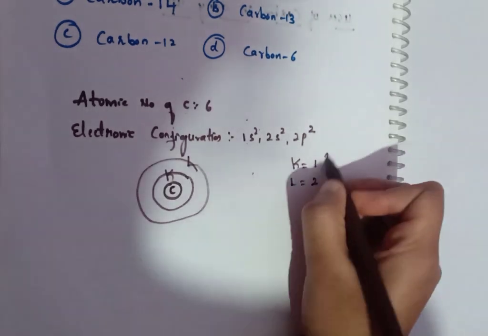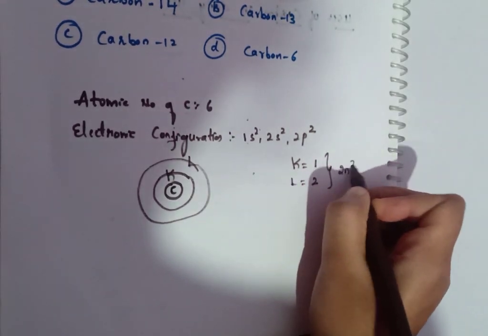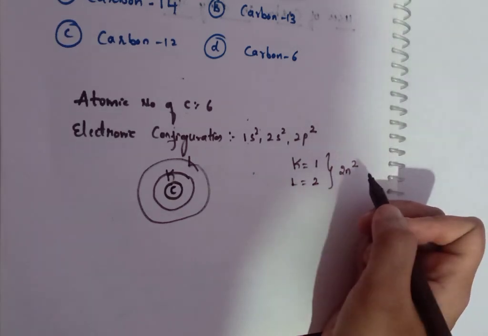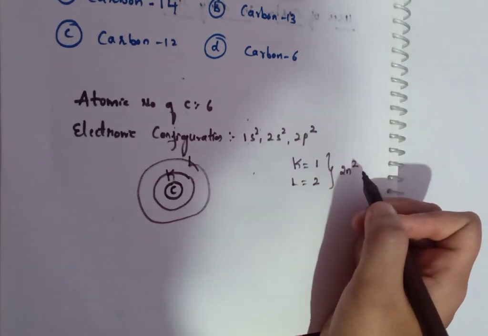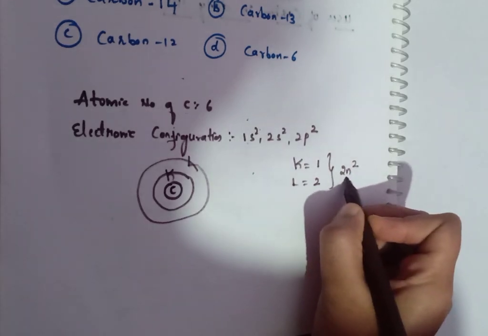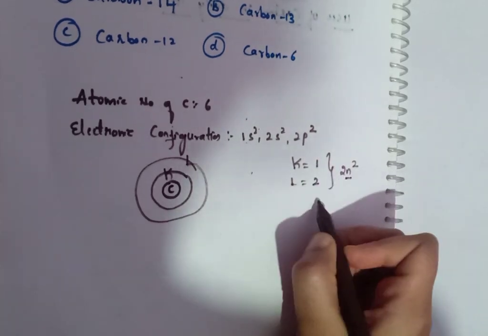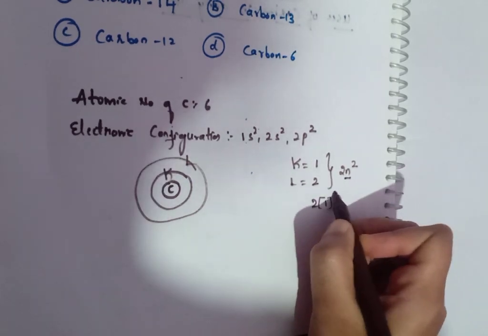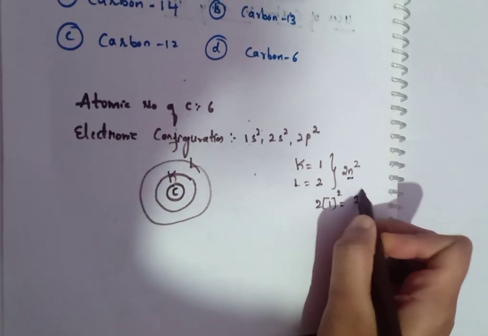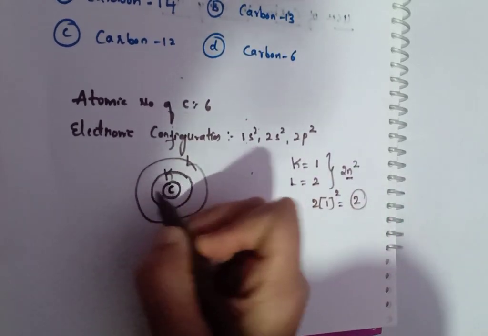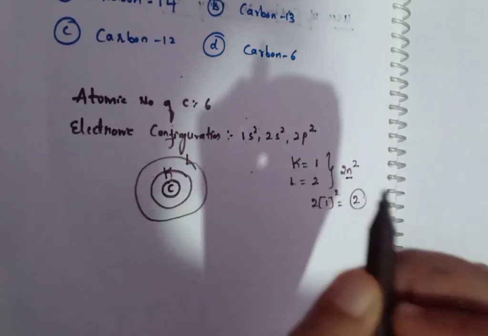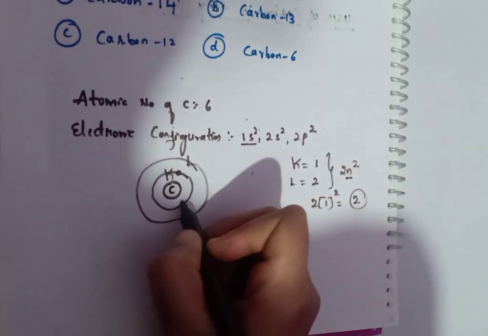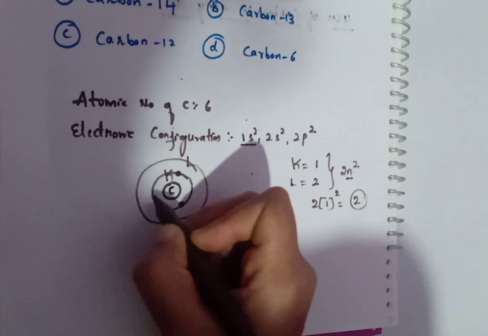We have the formula 2n² to show how the electrons are filled in the shells. When the value of n is 1, that is in the K shell, in the place of n we put 1 squared, so it is 2. So the number of electrons which can fit in the K shell is 2. I'll write here 1s2.